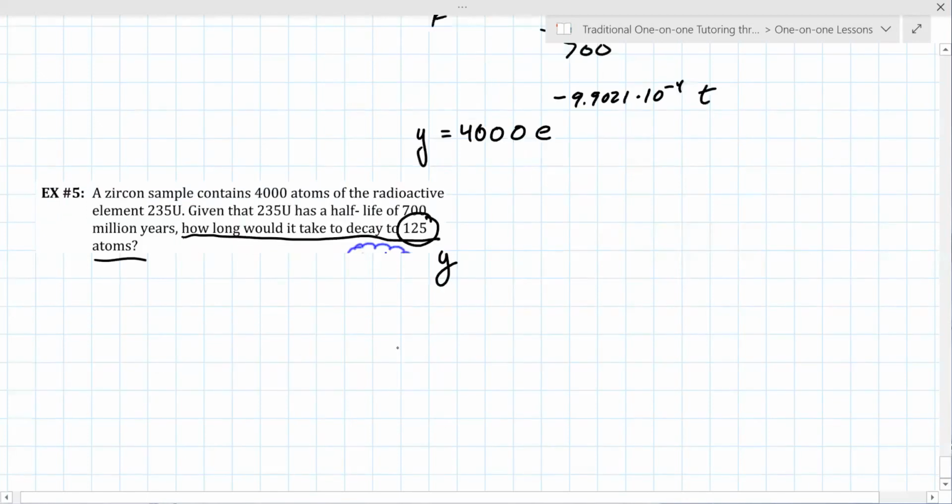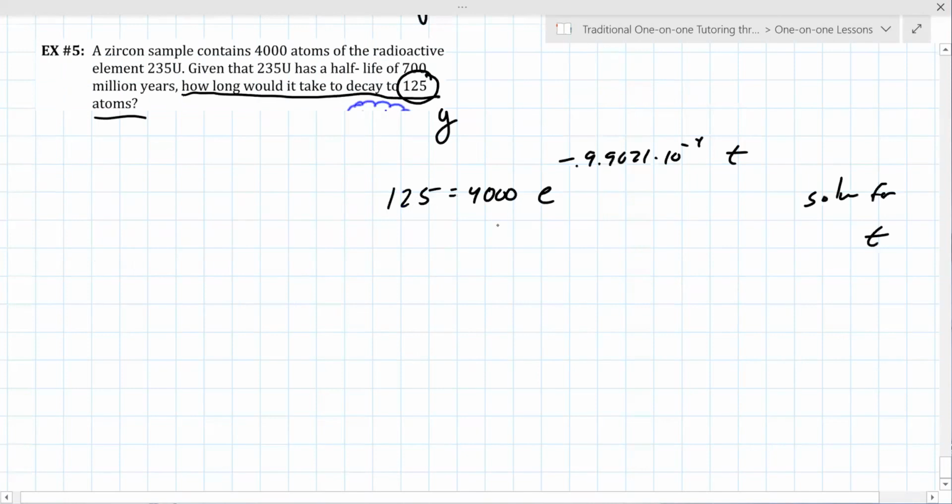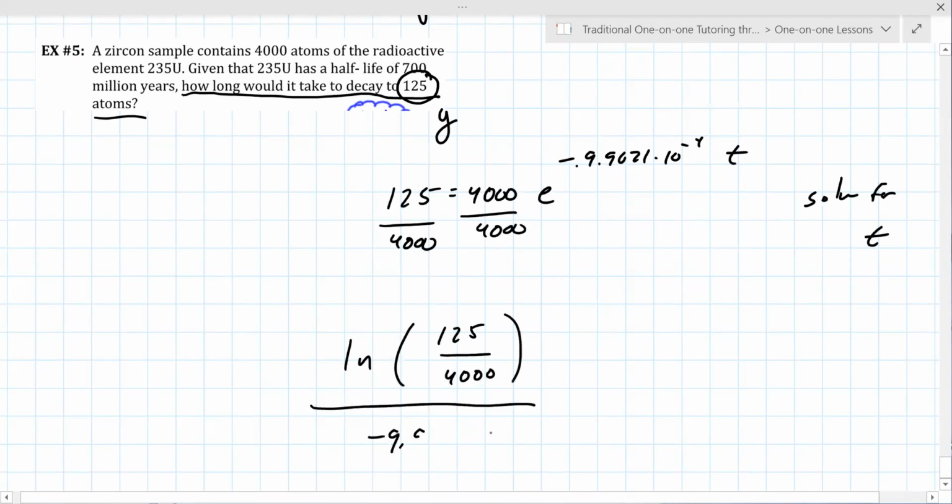Okay. So here it's 125 equals 4,000 e to the minus 9.9021 times 10 to the minus 4 T. And you have to solve for T here. So you would divide by 4,000. And then take the ln of both sides. And if you do enough of these, you'll actually see they are always the same, but always work them out as best you can. And then that'll give you some number. Ends up giving you 3,500 million years.